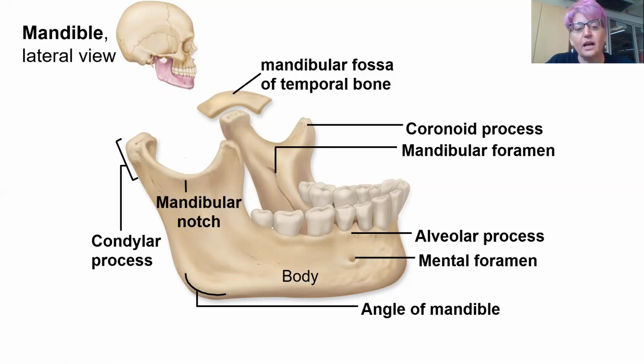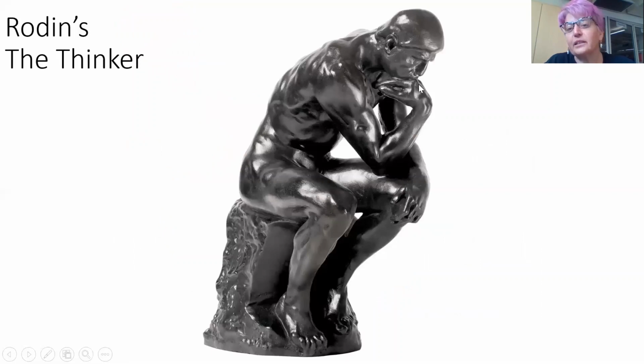Okay. Let's see what else we got. Oh, we have a mental foramen. And why is it called the mental foramen? Because the thinker, I don't know if that's why it's called that, but it's obviously not why it's called that, but that is how you're going to remember it. The little lump of your chin here, okay, is called the mental protuberance. And that foramen on either side is called the mental foramen. So this is Rodin's The Thinker. See, he's thinking, mental, get it? Right. It's not my best joke.